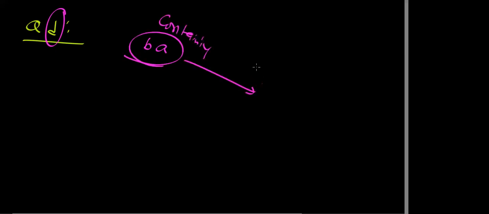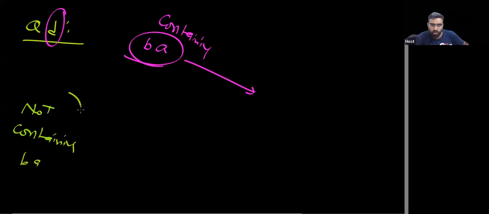First, you have created DFA for containing BA. Yes, sir. Then you have created the complement. So basically, you have created DFA for not containing BA. Okay. Yes, sir. So you got one DFA for not containing BA. This DFA you got. Let's call it D3.